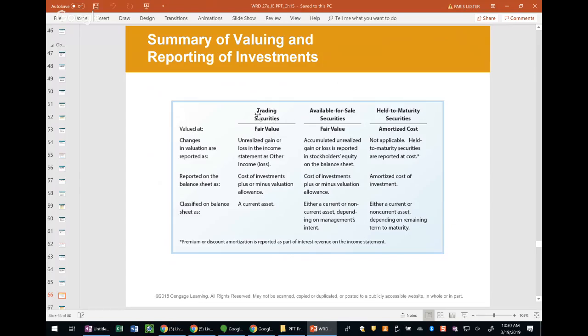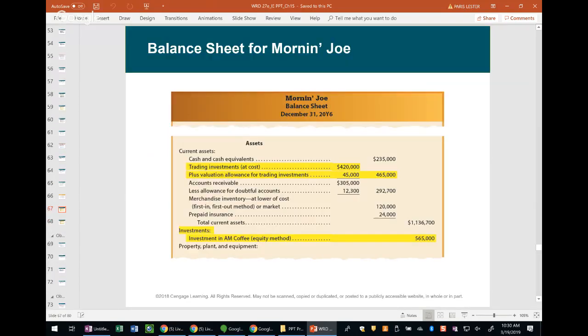You've got a page in your text somewhere that gives you a rundown: trade securities, available for sale securities, held to maturity securities. Balance sheet items. Now, we've had current assets. We've had property, plant, and equipment. Now we're going to add a third asset called investment on the balance sheet. Third asset called investment.